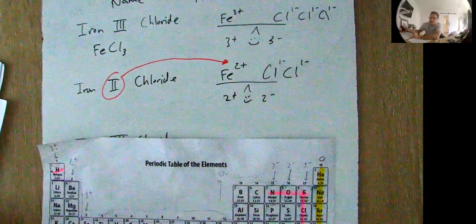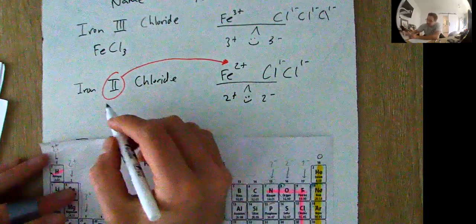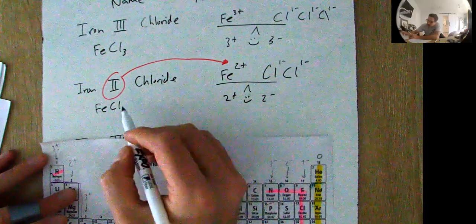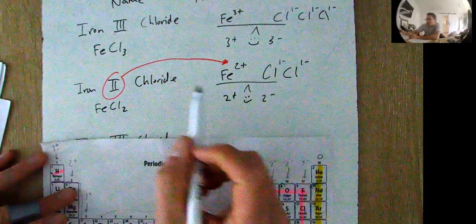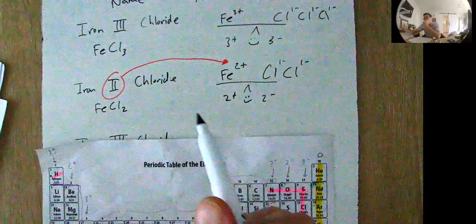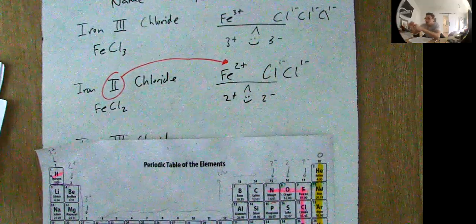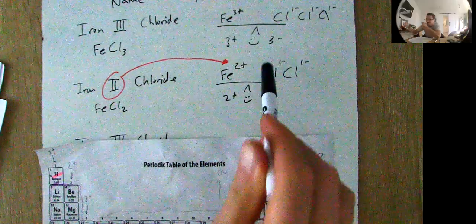So what's our formula going to be? You write it down first. Fe for iron, Cl for chloride, and you have to put a subscript of 2. If you don't have a subscript of 2, it's wrong. If it's 3, it's wrong. If it's 1, it's wrong. If it's 4, it's wrong. Must be 2, because that's how the charges balance.